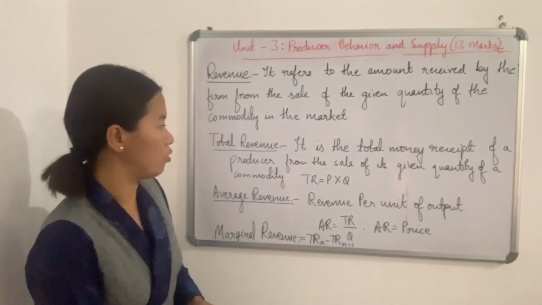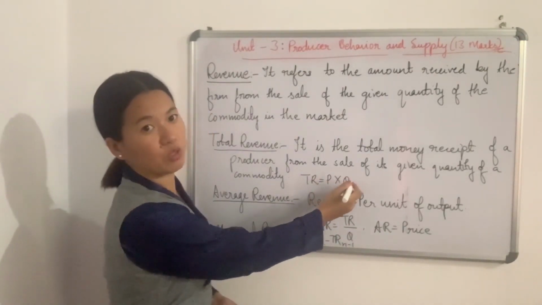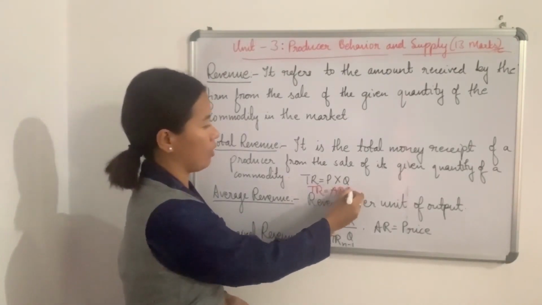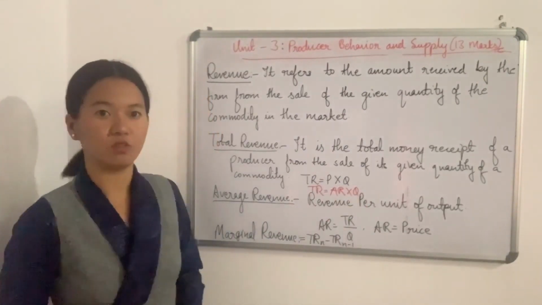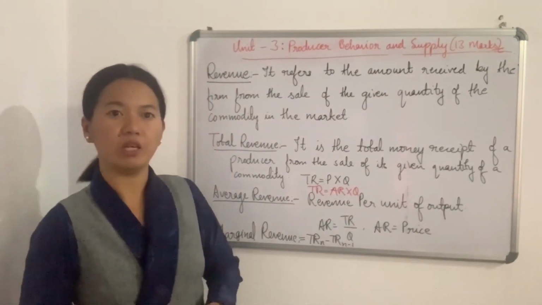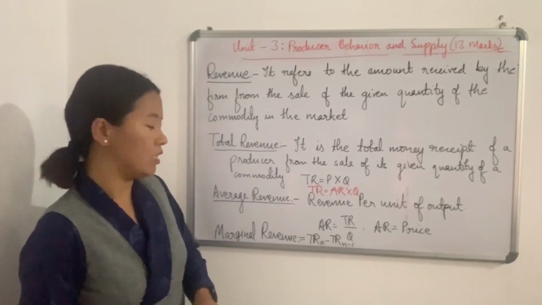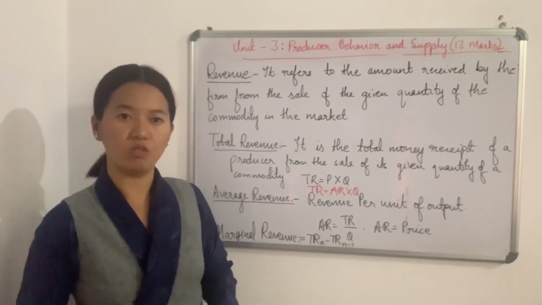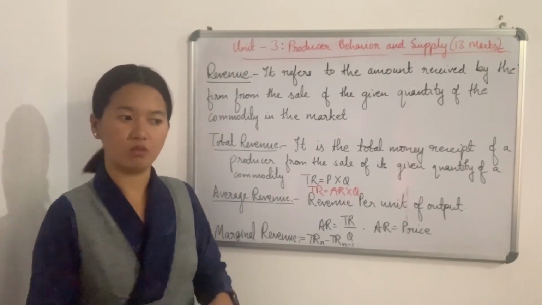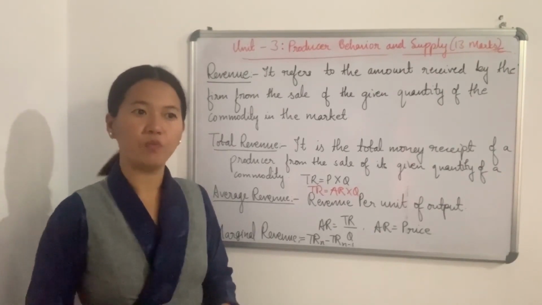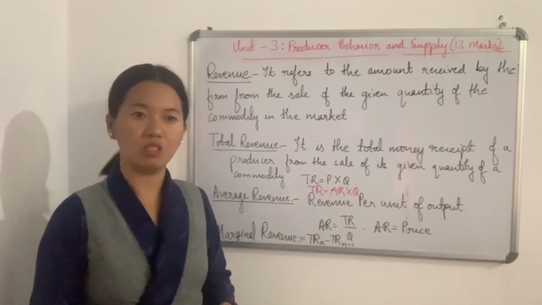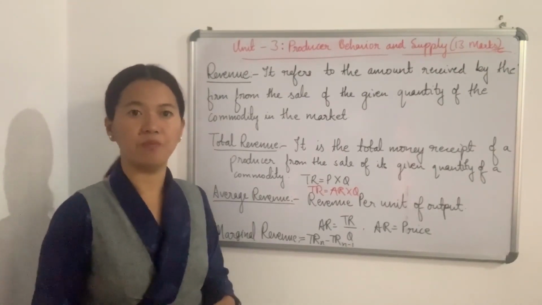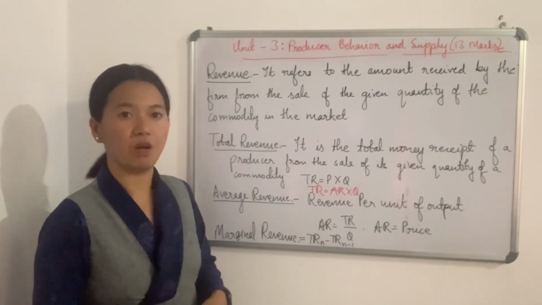Therefore, we can write total revenue equals P into Q, as well as total revenue equals AR into Q. So these are the two formulas for finding total revenue. And the last one is marginal revenue. As we have learned, marginal refers to additional or change, and marginal revenue refers to the change in total revenue. When one more unit of a commodity is sold in the market, the additional income a producer gets is termed as marginal revenue.